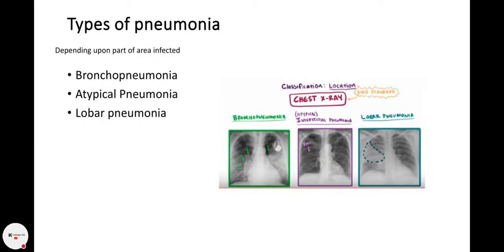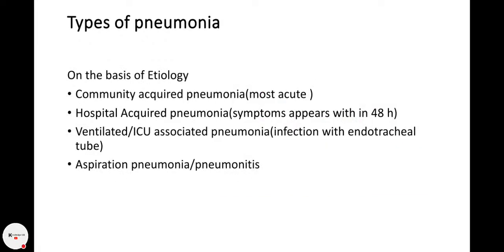Now we will classify the pneumonia on the basis of their etiology. The first one is community acquired pneumonia, the most acute and the most common type. It is one of the most common acute infections requiring admission to the hospital. The common bugs that cause community acquired pneumonia are Streptococcus pneumoniae, influenza, and Mycoplasma pneumoniae, and its dominant risk factors are age, smoking, etc.